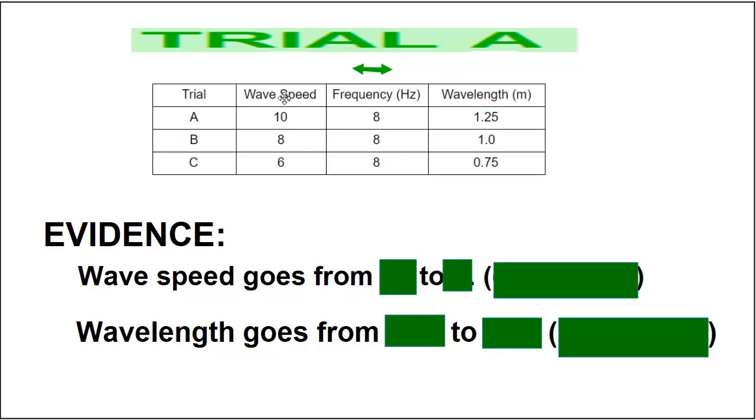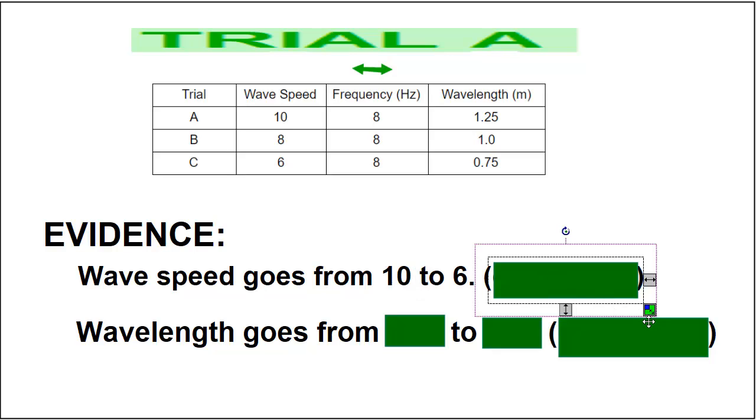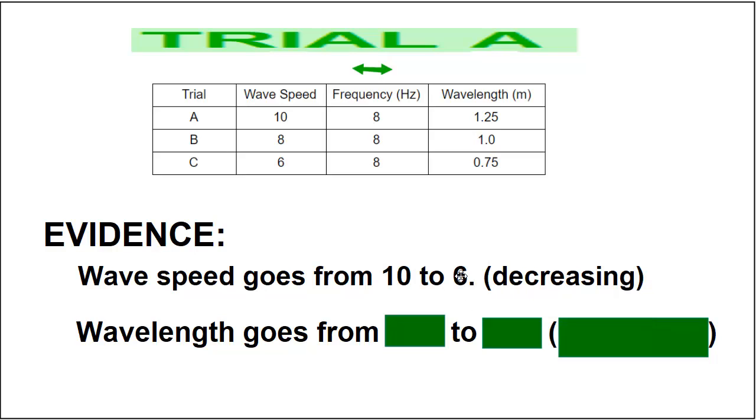So first let's look at speed. Look at the numbers for speed for trial A, B, then C. What is happening to speed? The speed goes from what to what? It goes from 10 to 6. And then you just got to figure out, is it increasing or decreasing? Going from 10 to 6, increasing or decreasing? That is decreasing, is going down, getting smaller. Smaller, 10, 8, 6.